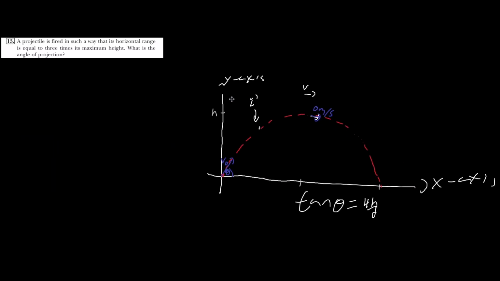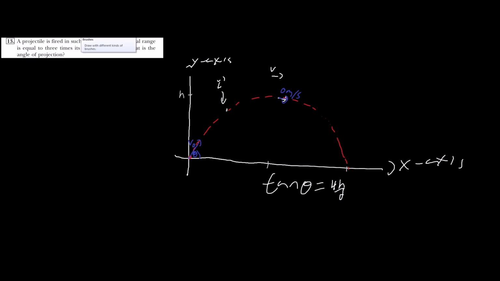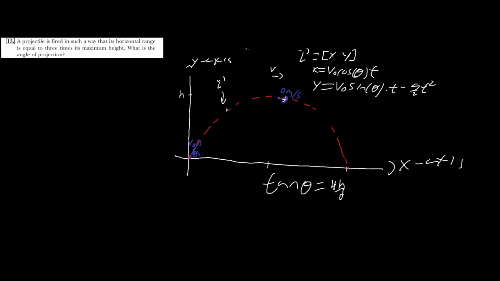All right, folks, this is going to be number 13. The projectile is fired in such a way that its horizontal range is equal to 3 times its maximum height. So I'm going to do this like I did last time. I'm going to define L to be the point (x, y), x specifically being v naught cosine of theta times the time, and y being v naught sine of theta times the time minus g t squared over 2. This is going to be 13. g is going to be specifically 9.8 meters per second squared.